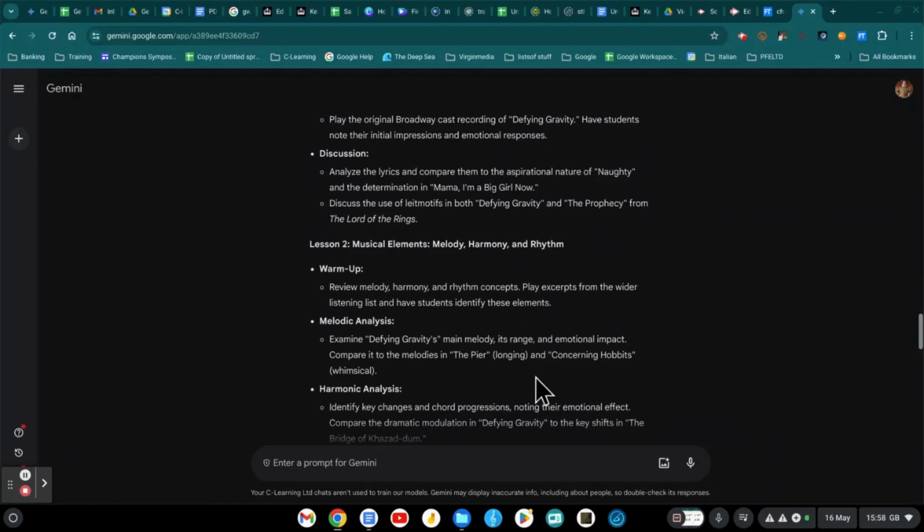which is really fantastic. And that's using Google Gemini to generate a scheme of work for a subject that you might have to teach. And of course, it would work with any subject, not just with music.